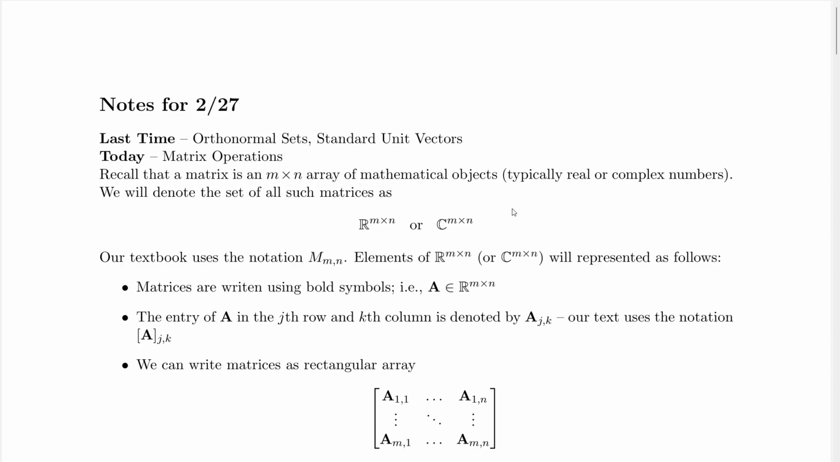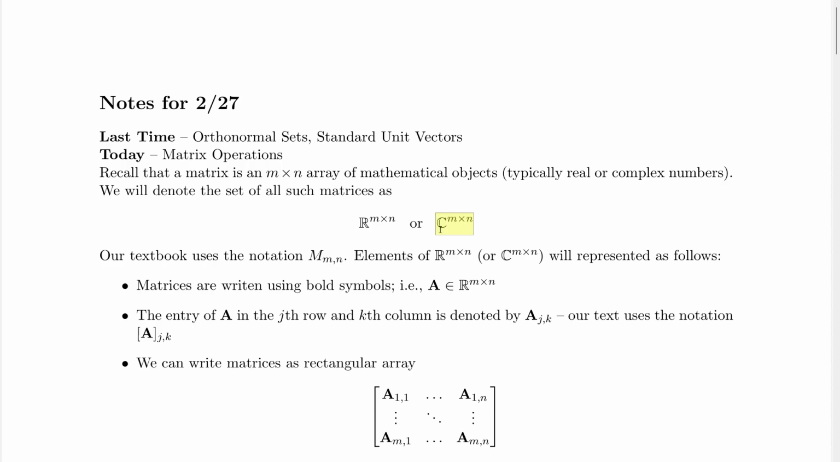So recall that a matrix is an m by n array of math objects. Again, for us, they're typically going to be real or complex. The set of real matrices, I will use this notation. The set of complex matrices, I'll use this notation. It's worth noting that our book uses this notation, which lets you go, oh, it's real when you want it to be real, and it's complex when you want it to be complex. This is a popular notation for matrices. I like using this notation because it matches better with the notation we use for Euclidean space, and there is a direct connection between matrices and Euclidean space. So thematically, I feel it's better.